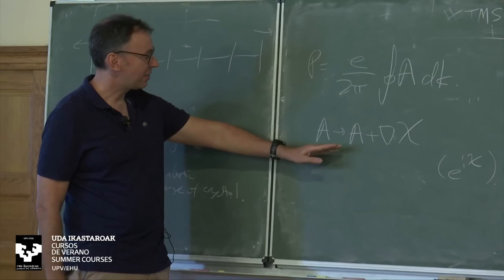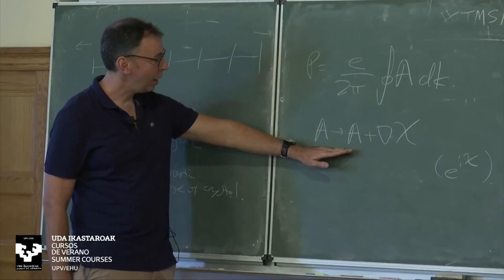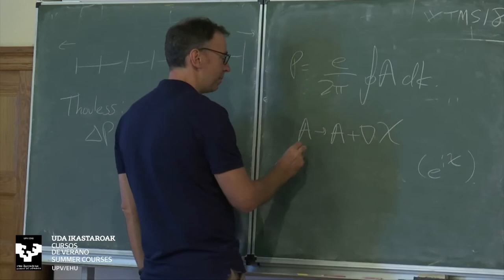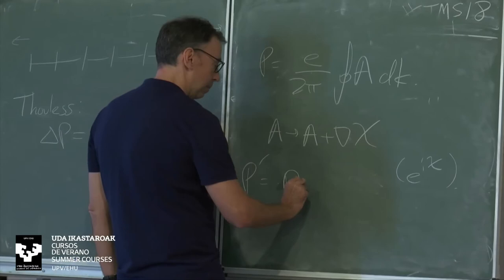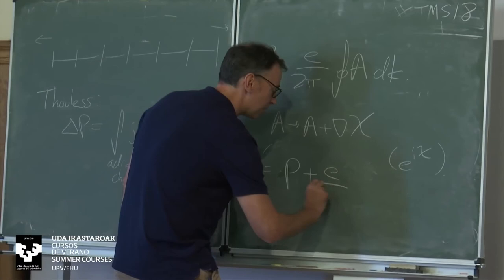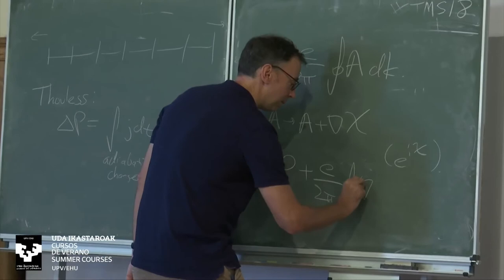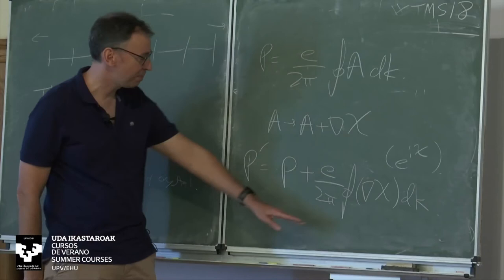So if I do that, well, what happens to P? That means that P prime, if you want, so A makes that change. This is now plus an integral that is not necessarily zero. So I've got e over 2 pi, integral over dk of grad k chi, where grad is just partial k chi in 1D.